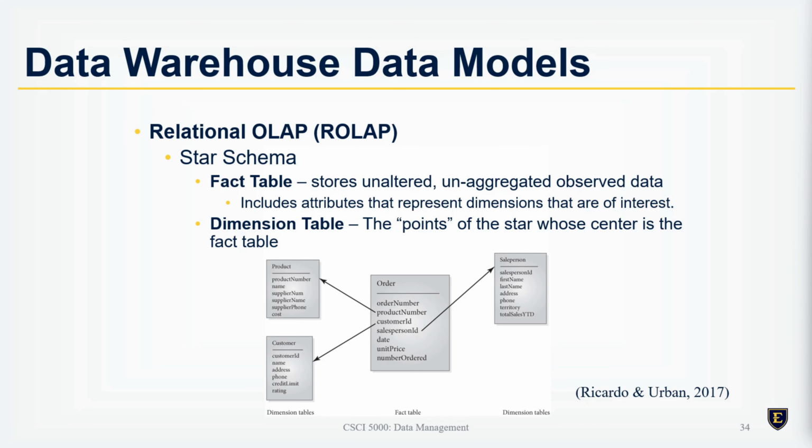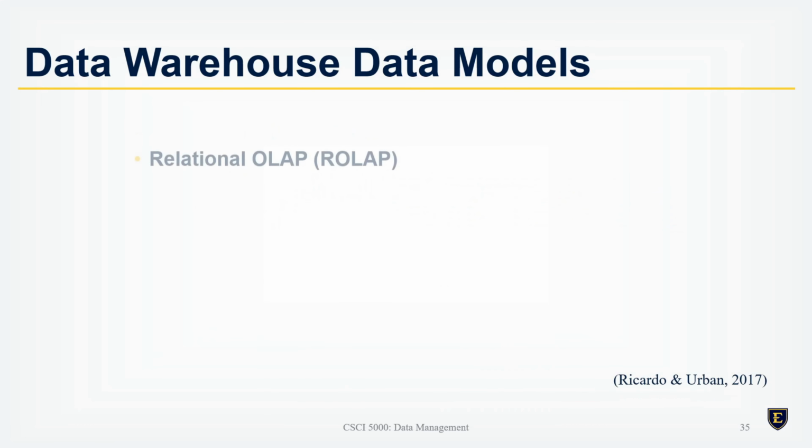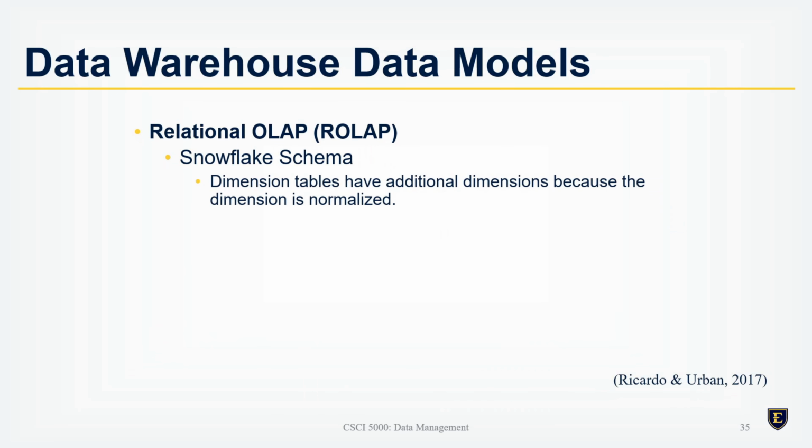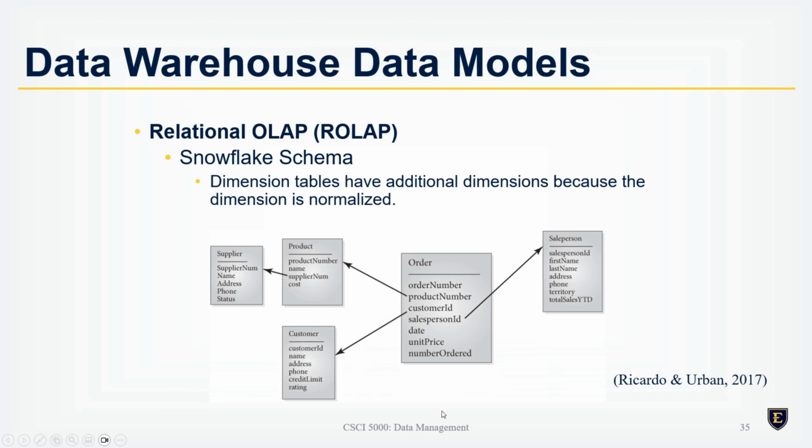A second type of schema used in relational OLAP is a snowflake schema. The snowflake schema has dimension tables with additional dimensions because the dimension itself is normalized. So here's an example of that. That sounds like a lot of words, but all it means is dimensions can have dimensions too. So in this case, we have a product table that is a dimension of order, but it has a dimension associated with it as well, called supplier. So this is a snowflake schema when you have dimensions that have dimension tables of their own.